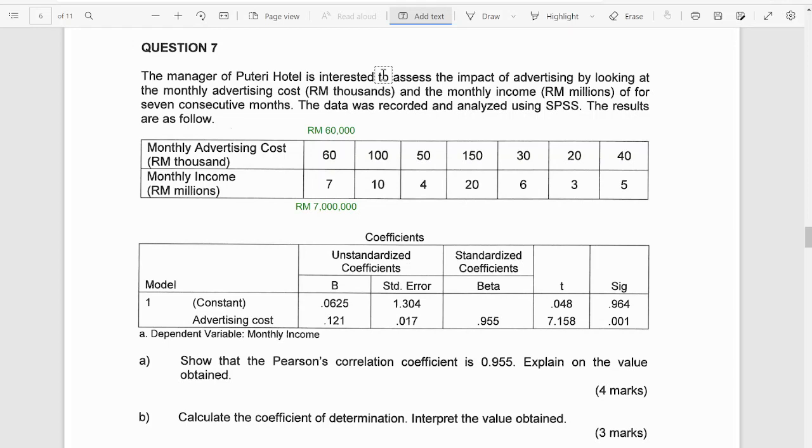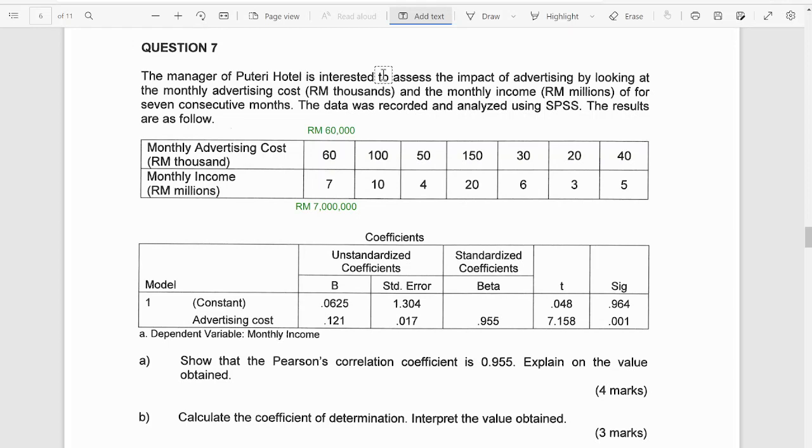We do not look at the constant. So the constant, we just ignore first. In this situation, you can see that advertising cost has a p value of 0.001, which is less than 0.05. So that means you can say that the advertising cost is influencing the variation in the monthly income.